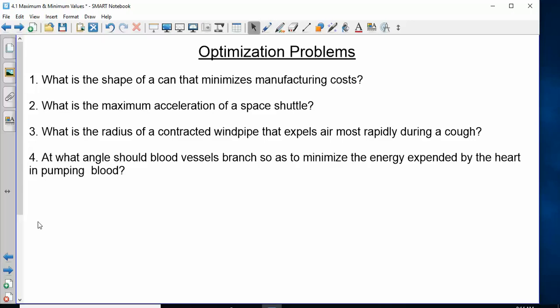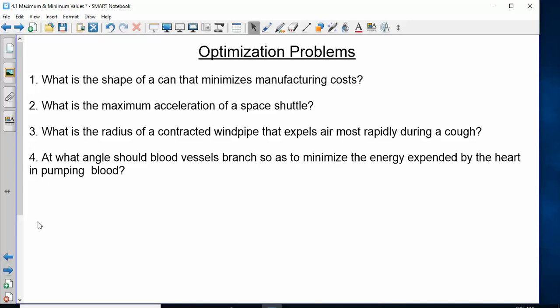If you want to maximize the acceleration of a spaceship, or in a medical application, what's the radius of a contracted windpipe that expels air most rapidly during a cough? Or what angle should blood vessels branch so as to minimize energy expended by the heart in pumping blood? This is one of those reasons that calculus is required for so many different majors, because it has lots of applications, especially in this scenario where we are talking about maximizing and minimizing things.